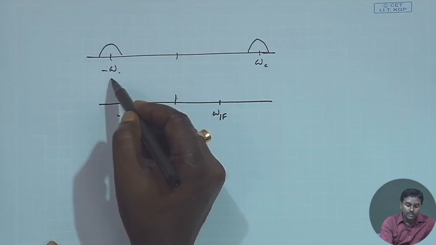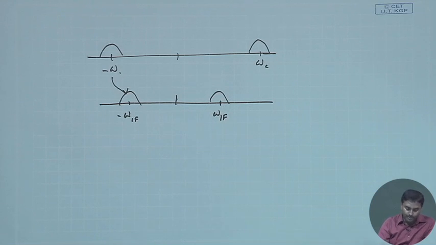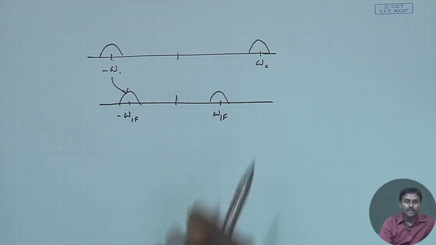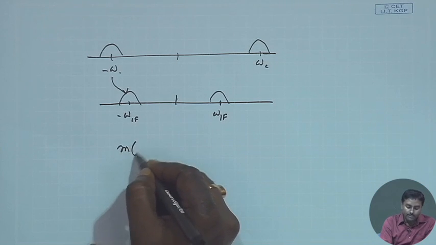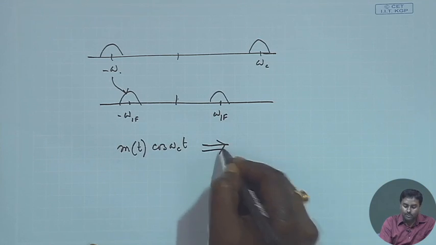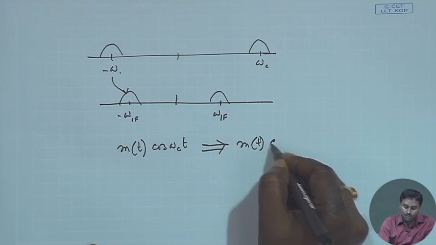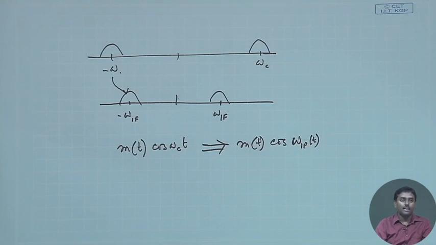So, all I have to do is from this to this, I have to do a conversion, which means, see, the spectrum or the signal frequency components remain the same, it is just getting translated from one frequency to another frequency. So, if the modulated signal was m(t) cos omega c t, from there I will have to create m(t) cos omega if t. This is all that I will have to create.